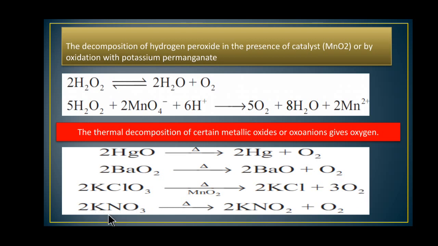What is KNO3? KNO3 is potassium nitrate. When heated it gives O2 and KNO2. What is that? Potassium nitrite is the product. So these are the thermal decomposition reactions. The thermal decomposition of certain metallic oxides and oxo ions gives oxygen.